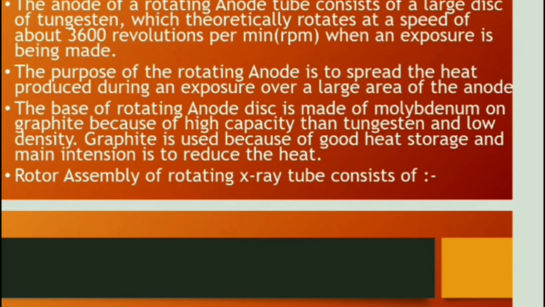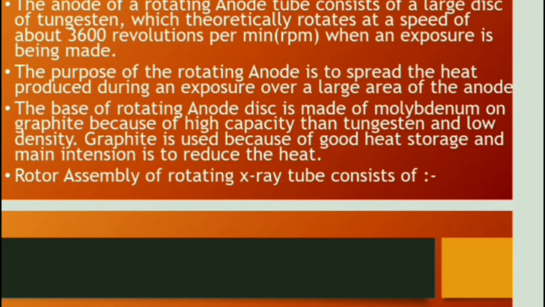The base of the rotating anode disk is made up of molybdenum or graphite because of high heat capacity compared to tungsten and low density. That's why it's made up of molybdenum or graphite. Graphite is used because of good heat storage, and the main intention is to reduce the heat here, isn't it? So in the rotating anode, the main intention is to reduce the heat as much as possible.